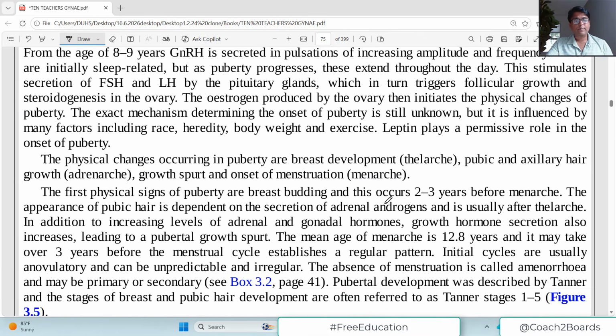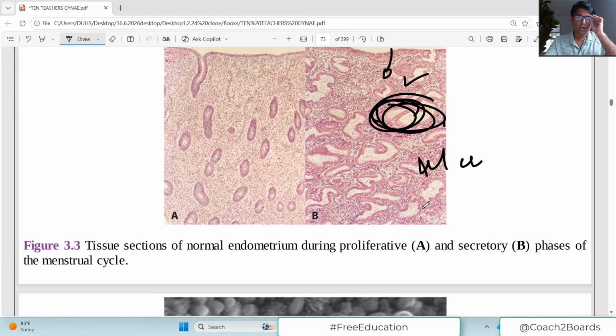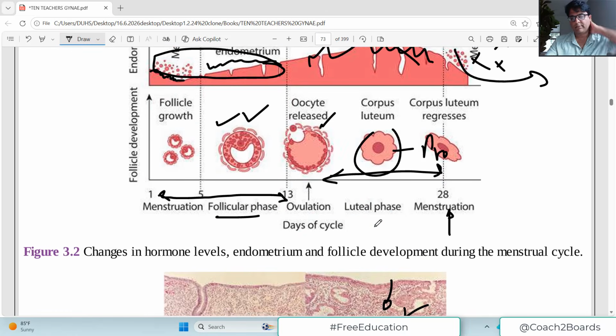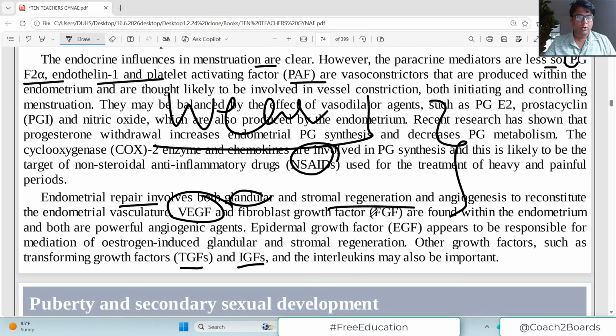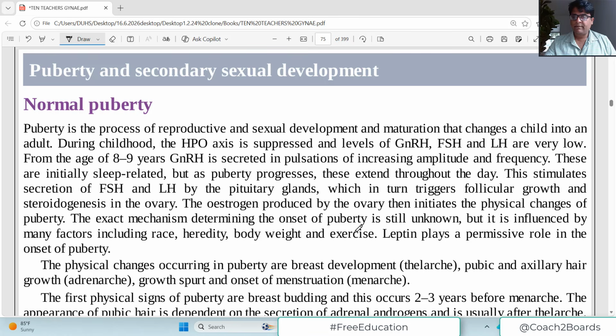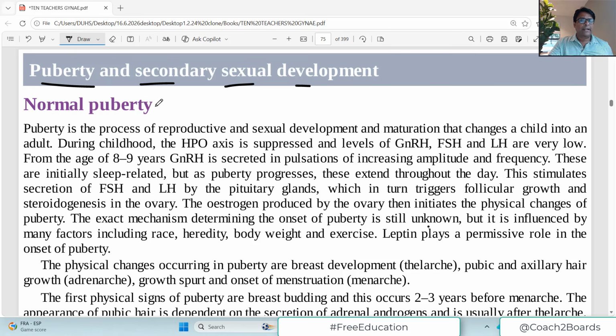Okay, so अब हमने तो ये menstrual cycle का normal physiology थी, normal hormonal control that we talked about, and now we have to jump on to another very important concept in this chapter, which is about puberty and development of the secondary sexual characteristics. So let us now first talk about normal puberty, and then we'll take the discussion from there.